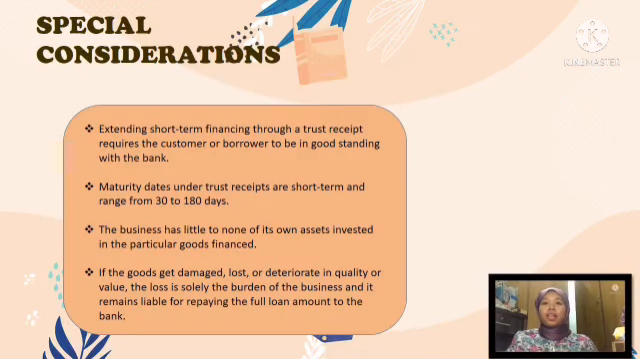Okay, so my last part is I will talk about special considerations in trust receipt. So, first, a short-term financing through a trust receipt requires the customer or borrower to be in good standing with the bank. It is because the bank and the customer also have to agree to the terms of the trust receipt, including such conditions as the maturity date, interest charge, and financing amount. Second, maturity dates under trust receipt are short-term and range from 30 to 180 days.